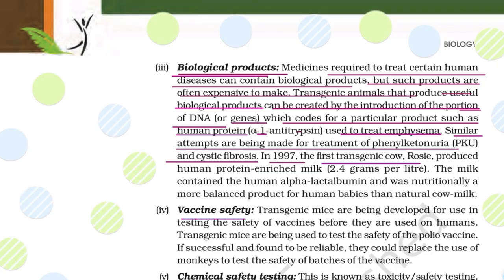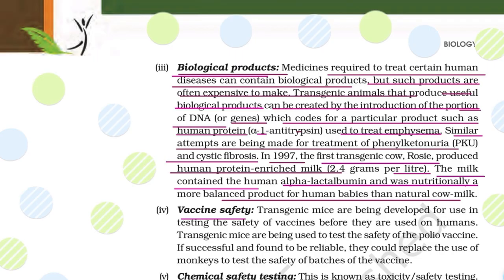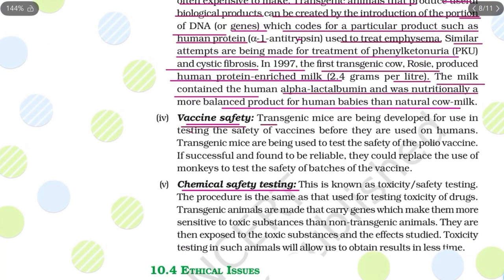In 1997, the first transgenic cow, Rosie, produced human protein enriched milk, 2.4 grams per liter. The milk contained the human alpha lactalbumin and was nutritionally a more balanced product for human babies than the natural cow milk. Next is vaccine safety.